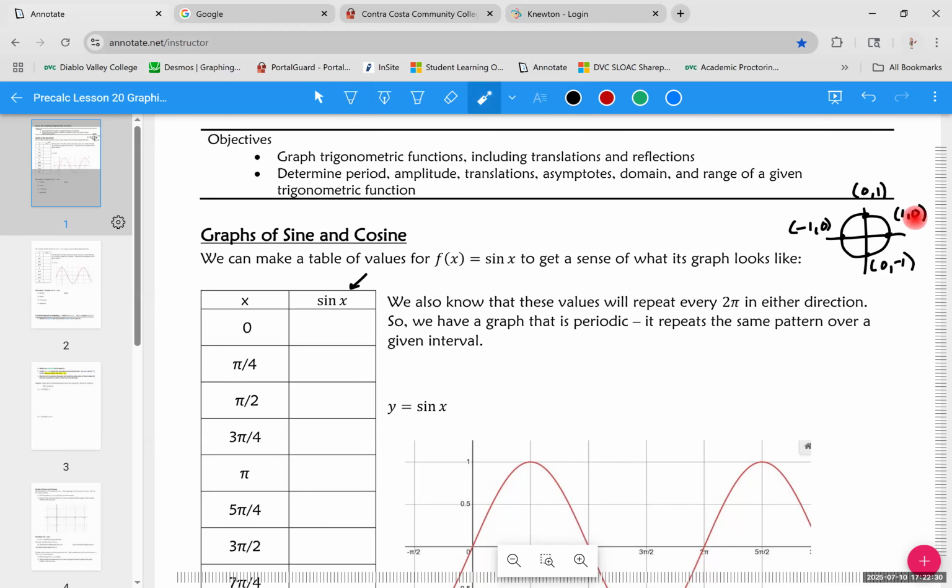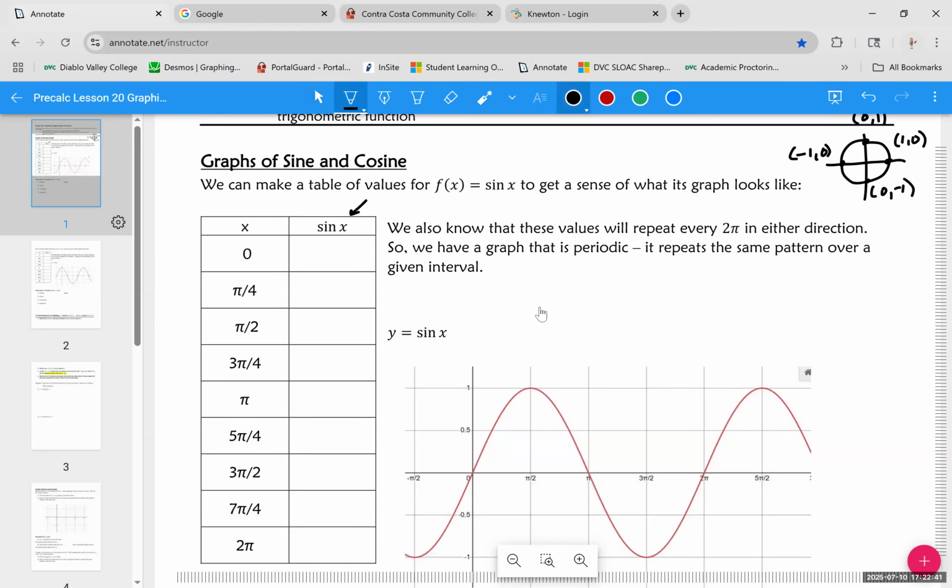So the sine of 0 is 0. The sine of pi over 2 is 1. The sine of pi is 0. And the sine of 3 pi over 2 is negative 1. So I can go ahead and fill those all in. 0, 1, 0, negative 1. Oh, and then when I ended up at 2 pi, I came all the way back around, and I'll have the same value as 0 since it's the same angle.